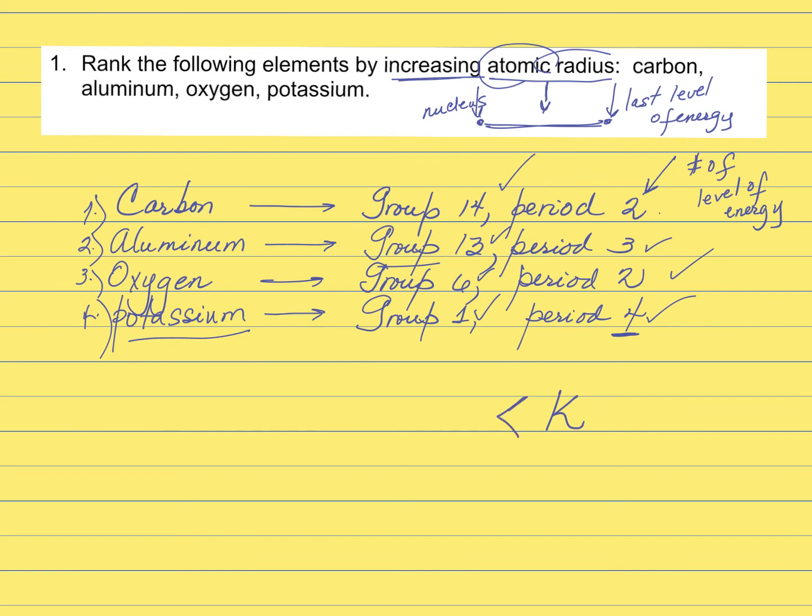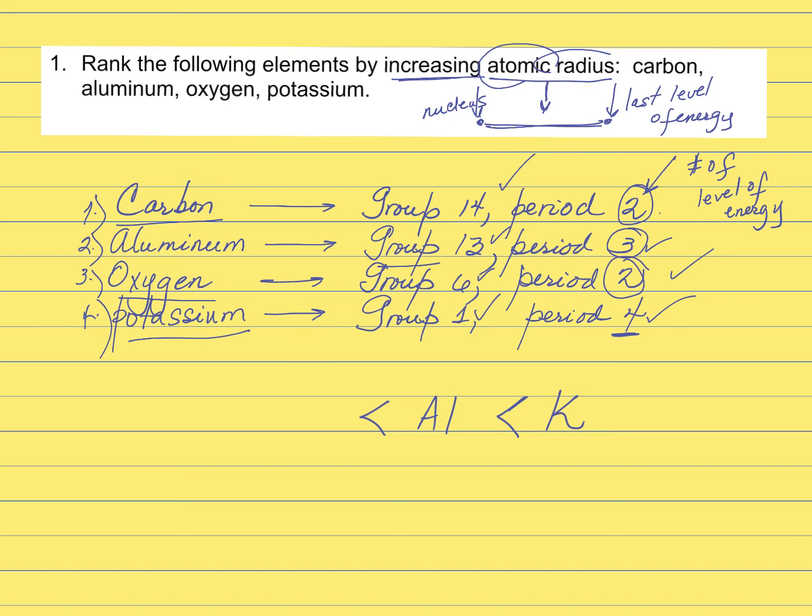After that, what is the next one? Three levels of energy. That is aluminum. And then I have to move to oxygen and carbon. Oh, Ms. Ramos, but I have a problem. They are in the same period.